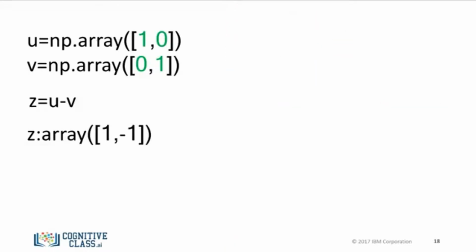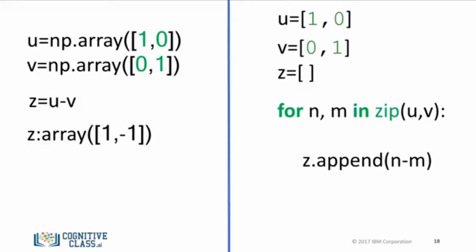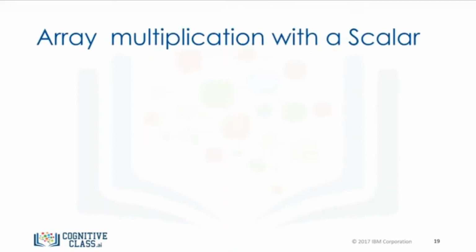We can also perform vector subtraction by changing the addition sign to a subtraction sign. It would require multiple lines to perform vector subtraction on 2 lists, as shown on the right side of the screen. Vector multiplication with a scalar is another commonly performed operation.